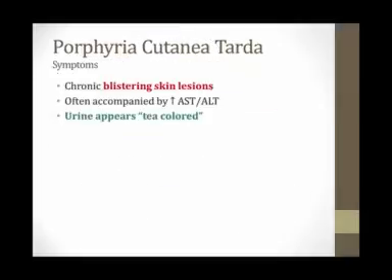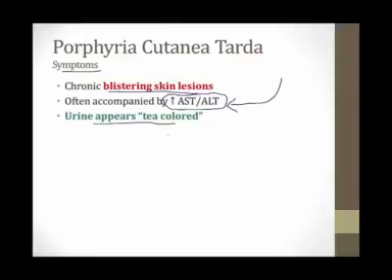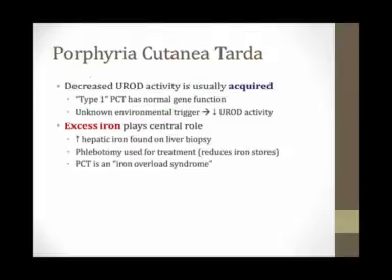Once you understand that, it's very easy to understand the symptoms of porphyria cutanea tarda. These patients have chronic blistering skin lesions from the accumulation of uroporphyrins in the skin. This is often accompanied by evidence of hepatitis, including an increased AST and ALT. This is because heme synthesis is impaired in the liver and uroporphyrins are accumulating in the liver and causing liver damage. In addition, the urine appears tea-colored. That's because uroporphyrins are being filtered in the glomeruli and going out in the urine and changing the color of the urine.